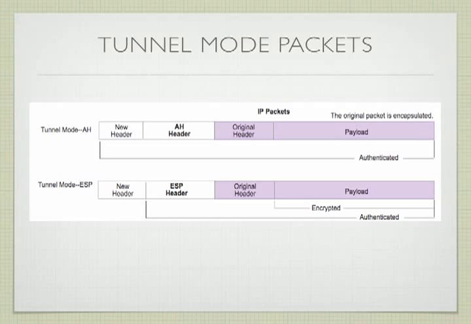Okay, looking at the tunnel mode packets, this is how these are encapsulated and put together in a payload on IP. You'll see a new header that gets added to the front of it in both AH and ESP, and you can see in ESP mode the authentication applies just from the ESP header through the payload, and the payload itself is encrypted. Whereas in the authentication header, the entire packet is able to be authenticated as valid, and there is no encryption on the payload.